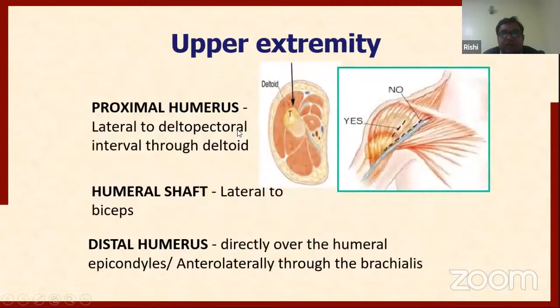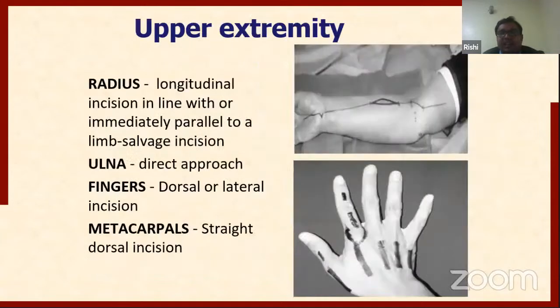Proximal humerus, you go lateral to the deltopectoral groove through the deltoid fibers. Humeral shaft, you go lateral to the biceps muscle, and distal humerus, you go directly over the epicondyles, or you go anterolaterally through the brachialis muscle. For radius, you follow this limb salvage incision, from the bicipital aponeurosis, biceps tendon above, to the center of the wrist. Ulna, you can go direct to the bone because the ulna is subcutaneous. Fingers, you go through a dorsal or lateral incision. Metacarpals, you go straight dorsal incision.